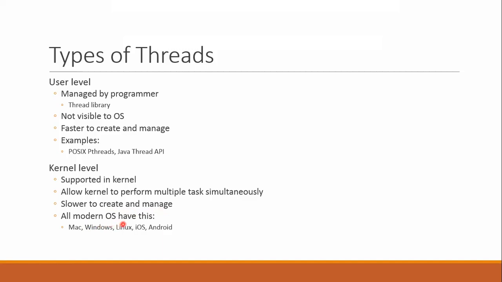All the modern operating systems support kernel level threads. The operating system examples are Mac operating system, family of Windows operating system, Linux operating system, iOS and Android. All these operating systems support kernel level threads.